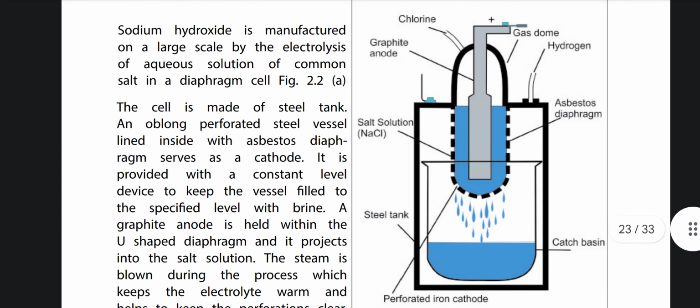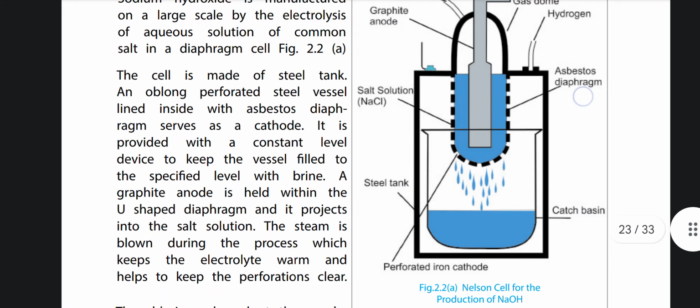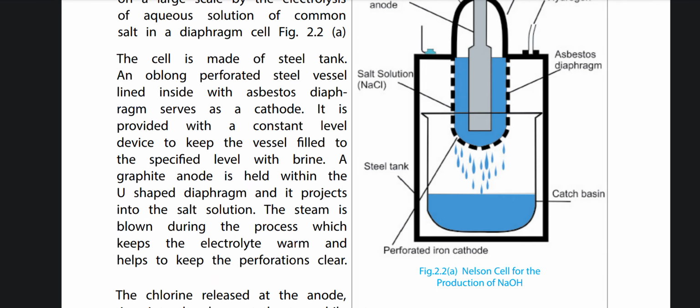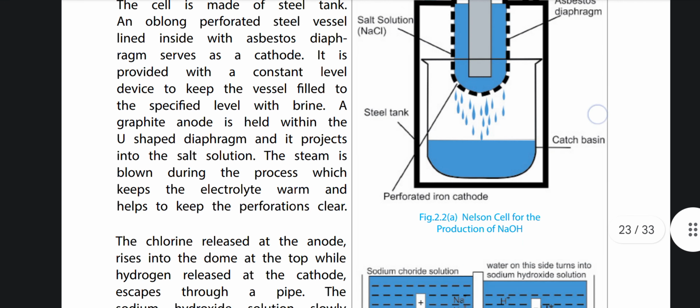is seen over here. The cell is made up of a steel tank, an oblong perforated steel vessel lined inside with asbestos diaphragm, which serves as a cathode. It is provided with a constant level device to keep the vessel filled to the specified level with the brine solution. A graphite anode is held within the U-shaped diaphragm and it projects into the salt solution. Steam is blown during the process, which keeps the electrolyte warm and helps to keep the perforations clear.